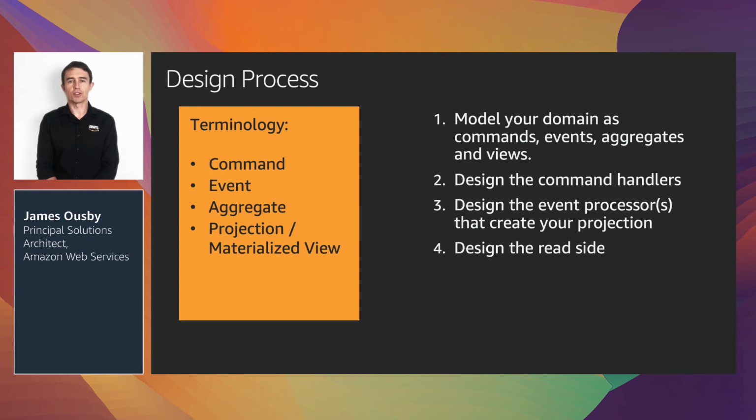And then on the right here, we have the general design approach. You model your domain as a series of commands, events, aggregates, and views. You need to make sure that the events you are generating line up to create a fully formed aggregate, and you have the complete history of your aggregate or entity. You need to decide which views you want to use, and which view technologies, Elasticsearch in this case. Then you design the command handlers, thinking about the code that would generate the events you need and store them in Apache Kafka. Then you design the event processes on the other side of Apache Kafka that will create your projection. And finally, you design the read side that would read the data from that projection or materialized view.